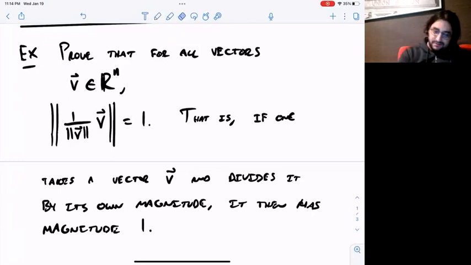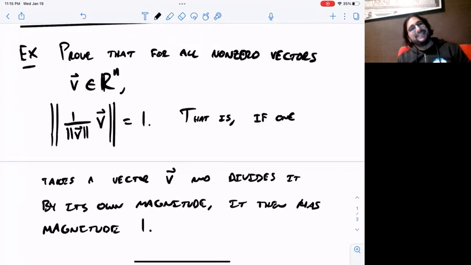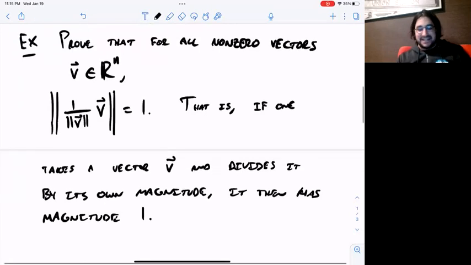And oh, you know what? It's false. What I said should be for all non-zero vectors. You can't do this with the zero vector because then the magnitude is 0, and you'd be dividing by 0. So yeah, you do need to throw out that case. It's a technicality, but it's important for the sake of making it true.